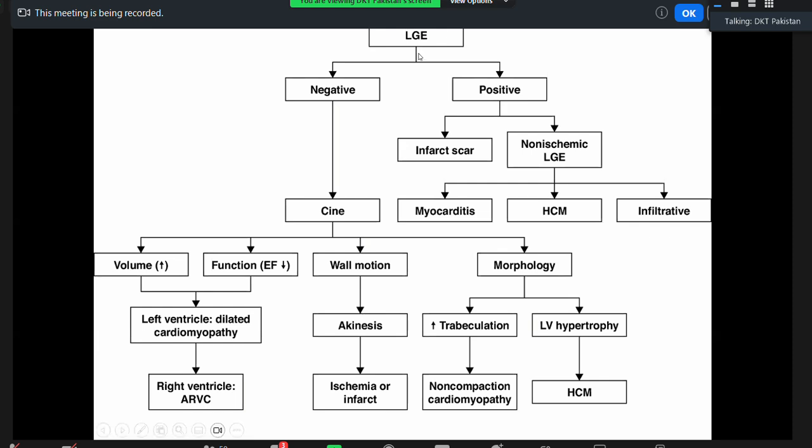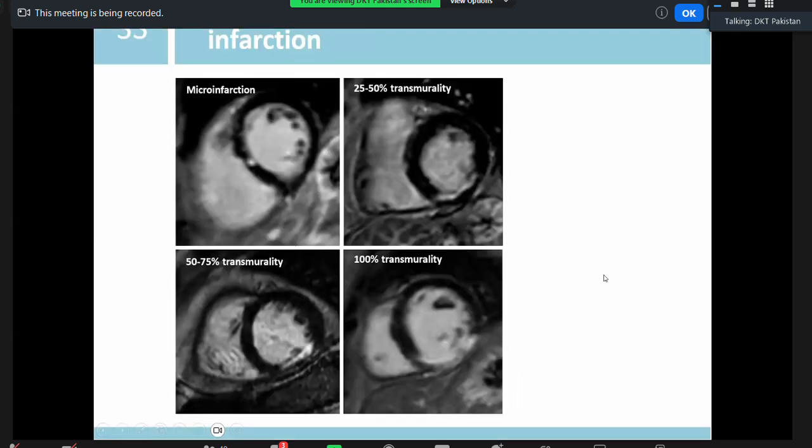The main important sequence is the late gadolinium enhancement sequence. If it is positive, we need to look at whether this is ischemic or non-ischemic enhancement. If there is ischemic enhancement, then we need to look at whether it is acute or chronic. If you think it is not acute, then you see whether the volume of the ventricles is increased and function is decreased. If both are present, then it is a dilated cardiomyopathy. It can be ischemic, due to ischemia, or non-ischemic dilated cardiomyopathy. So these are the main sequences.